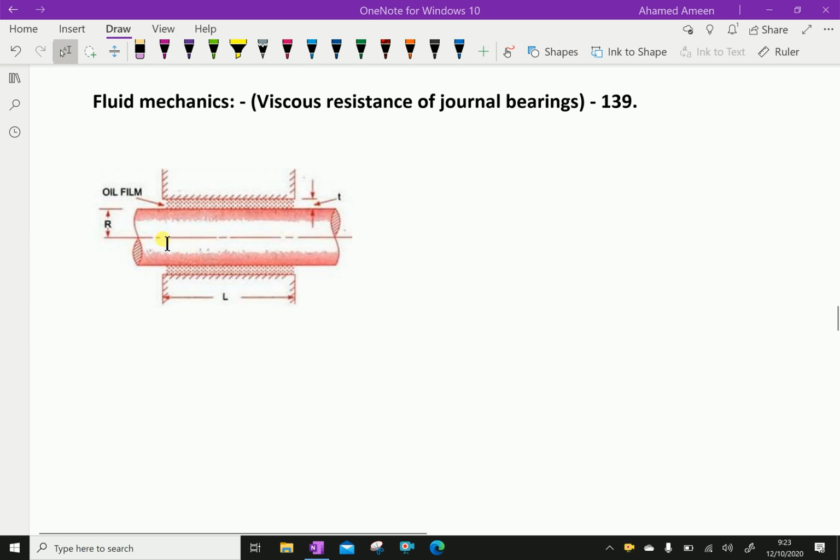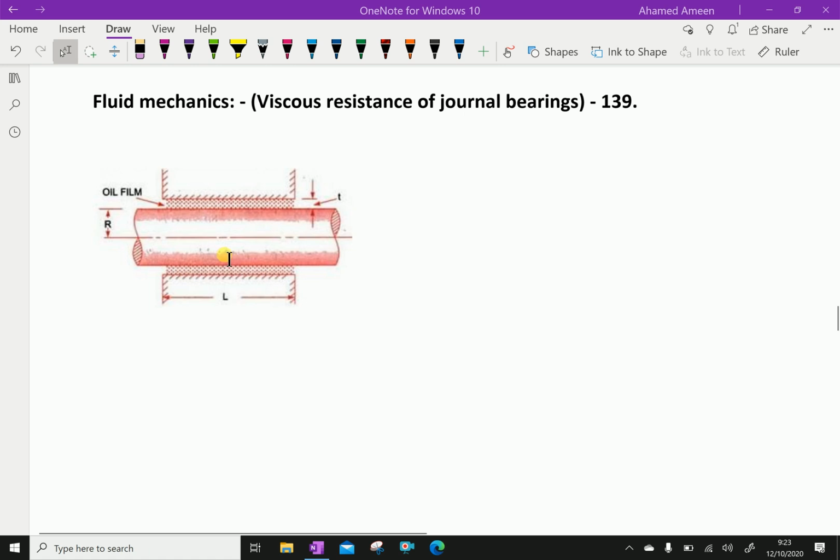Look at this figure. Here it is a journal bearing. A shaft is rotated inside the journal bearing. Consider a shaft of diameter d rotating in a journal bearing. The clearance between the shaft and journal bearing is filled with viscous oil.